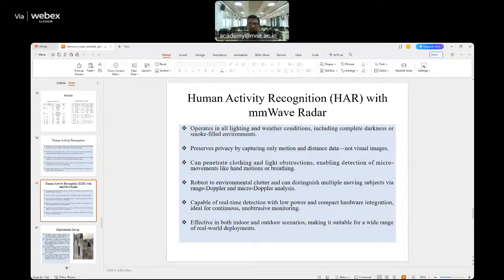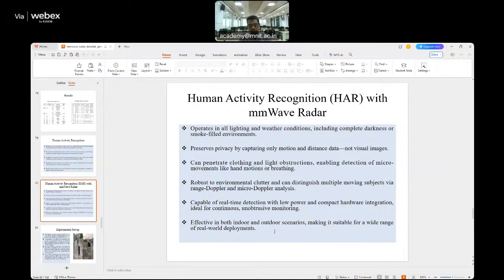Even one of our teams at AMU is working to detect breathing rate. For example, when a person comes in an emergency, necessary vitals are to be measured. But can we do it without using an instrument? There also people are using mmWave radar. It is robust to environmental clutter and can distinguish multiple moving subjects via range Doppler and micro Doppler analysis. Again, via Doppler you are able to measure the range. It is capable of real-time detection with low power and compact hardware integration, ideal for continuous, unobtrusive monitoring.